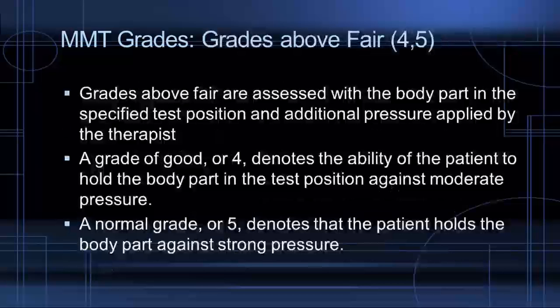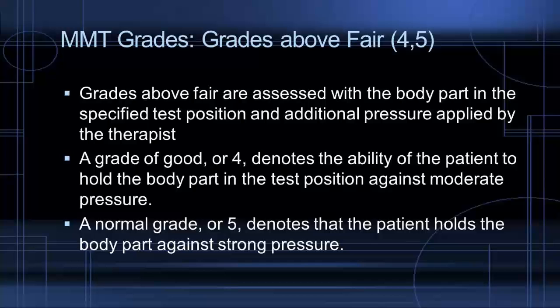Okay, if they can move through, you do your screen test and they can move actively through the full range of motion, they have at least a 3. Then we're going to test them with additional pressure to see if maybe they're a 4 or a 5. So grades, so 3 is fair. Grades above fair are assessed with the body part in the test position with additional pressure applied by the therapist.